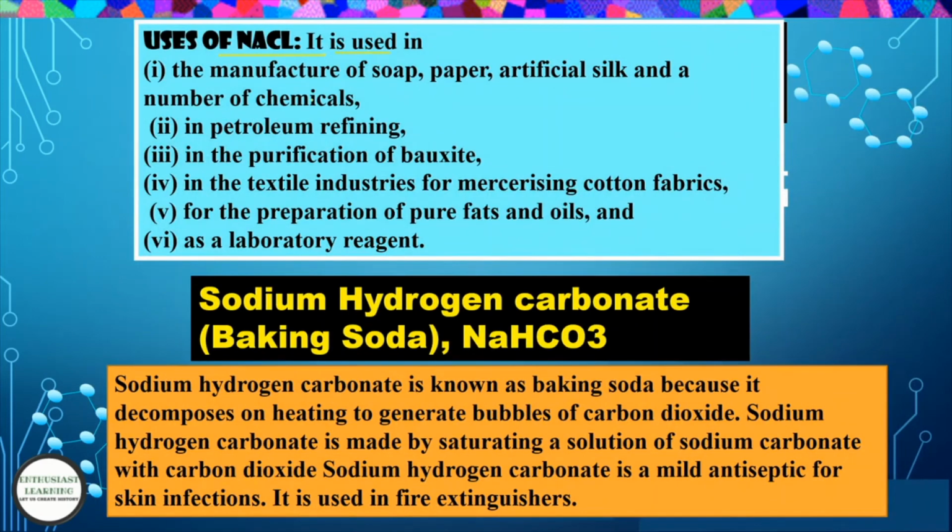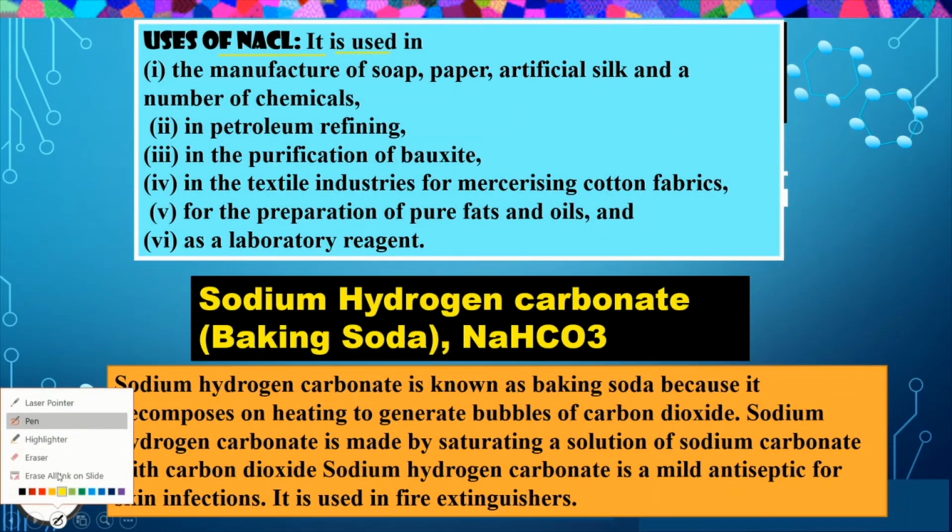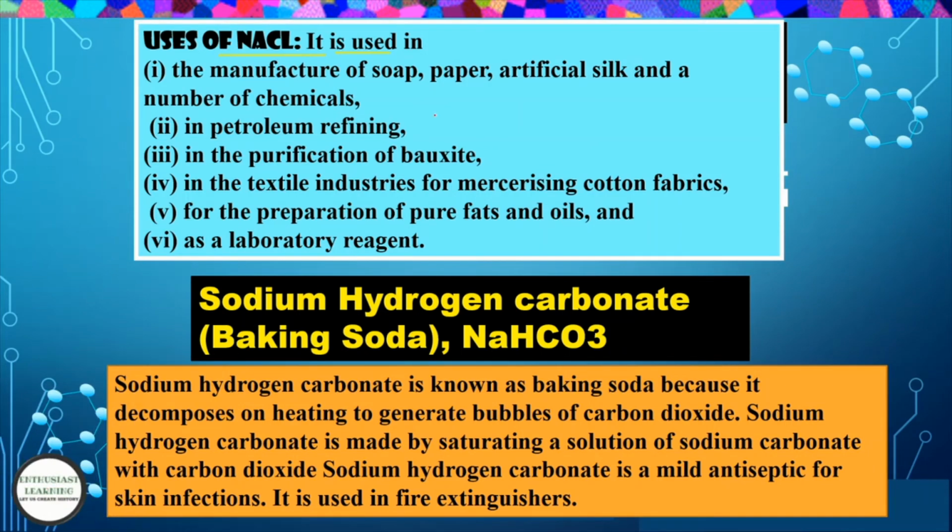Uses of NaCl. It is used in the manufacturing of soap, paper, artificial silk, and a number of chemicals. In petroleum refining, in the purification of bauxite, in the textile industries for bleaching cotton fabrics, for the preparation of pure fats and oils, and as a laboratory reagent.